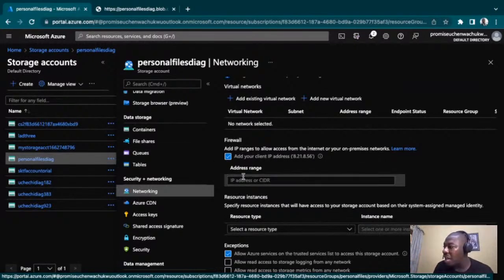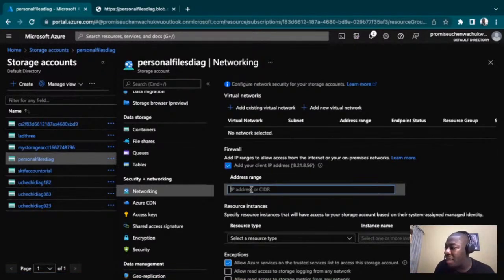The reason is because I didn't put my IP here. Therefore, I'm saying that no IP should have access to this. Now, for you to be able to undo this action on this storage account, you may need to raise a support request to Microsoft. So, you have to be careful what you're doing.